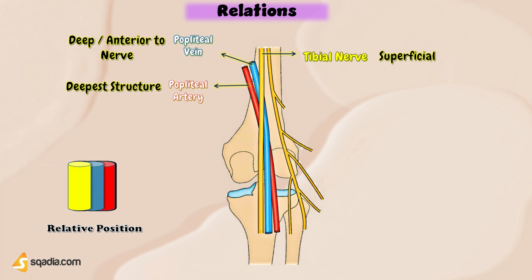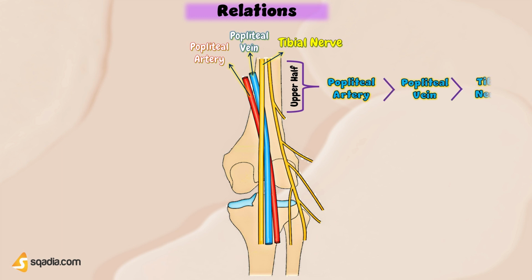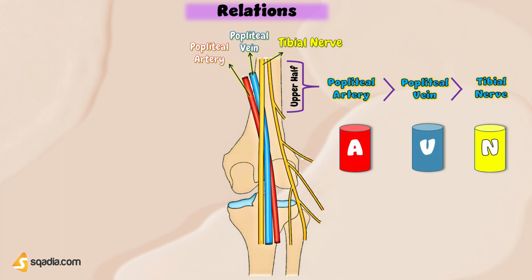The relative position of these structures is different in the upper, middle, and lower parts of the fossa. In the upper part of the fossa, from the medial to the lateral side, you can see the artery, vein, and nerve. An easier way to remember this is by using the acronym A, V, N.